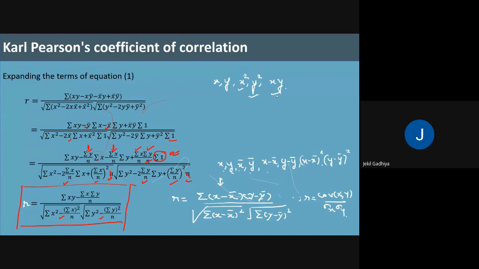Then we will derive the fourth form of the correlation coefficient. Any doubt here?